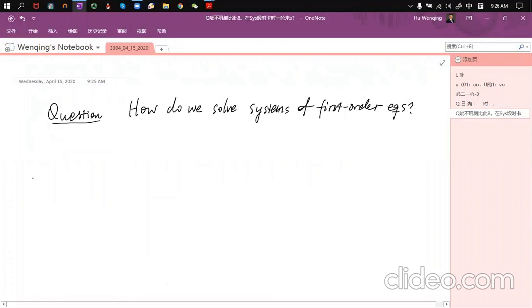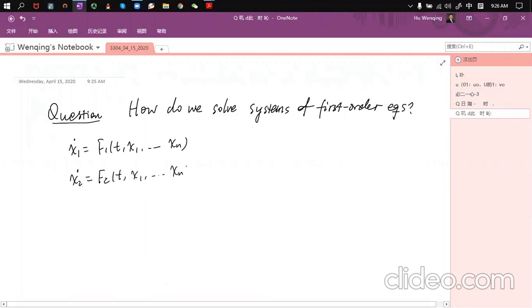A system of first order equations in general should take the form x1 dot is equal to f1 of t, x1 up to xn, and x2 dot is equal to f2 of t, x1 up to xn, and so on, so xn dot is equal to fn of t, x1 up to xn. So this is a system of first order equations. Now how are we going to solve it?